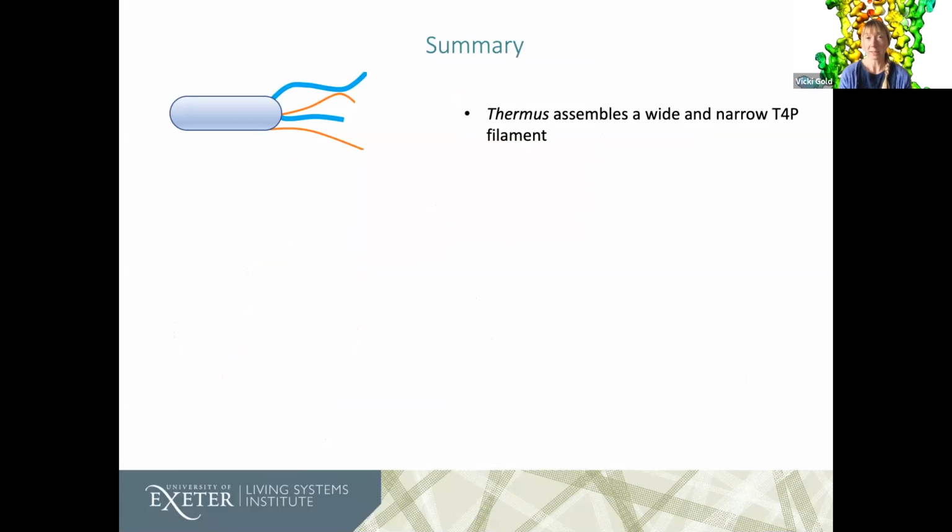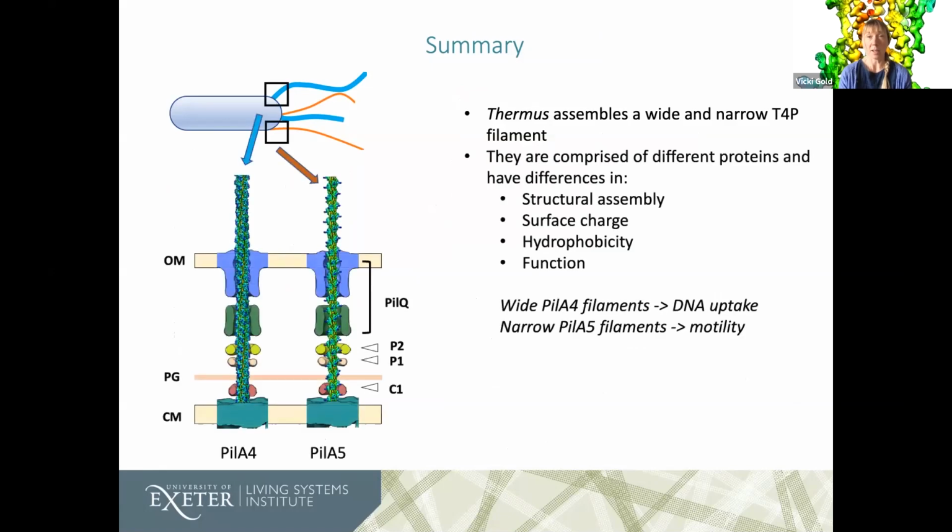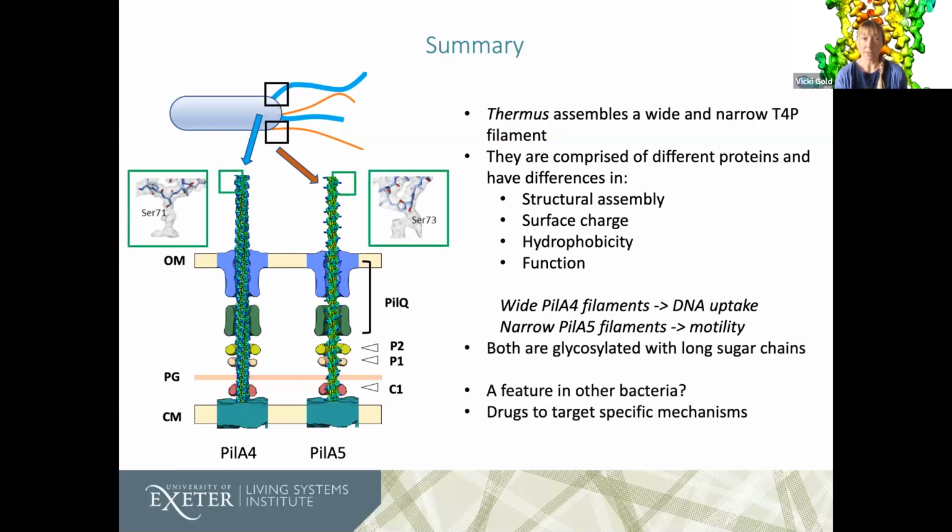So to summarize, I've shown you that Thermus can assemble both a wide and a narrow type 4 pilus filament, and that they're composed of different proteins and have differences in their structural assembly, surface charge, hydrophobicity, and function. We find that PIL-A4 is required for DNA uptake, whereas PIL-A5 is required for motility. We find both filaments are glycosylated with long sugar chains. It'll now be interesting to investigate if this is a feature in other bacteria.